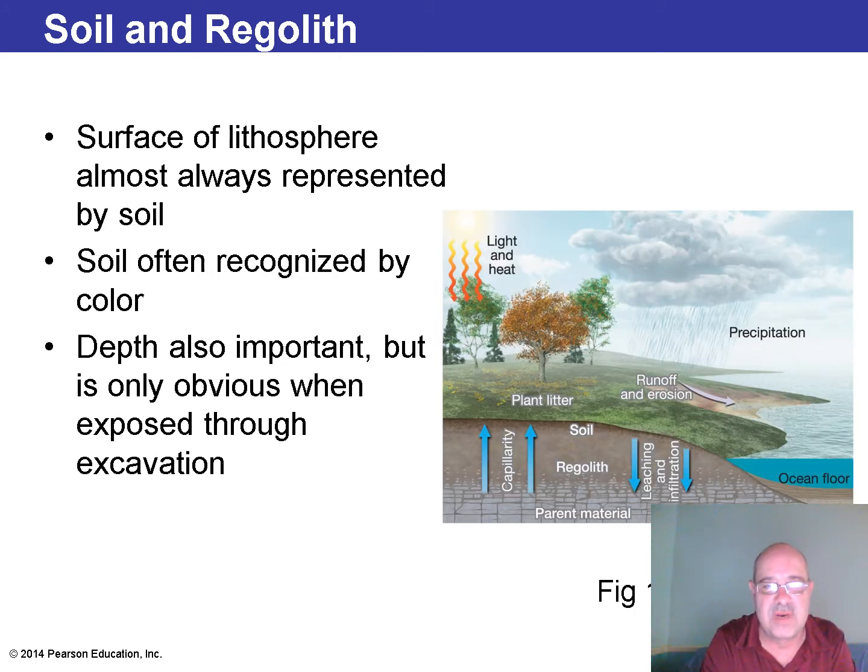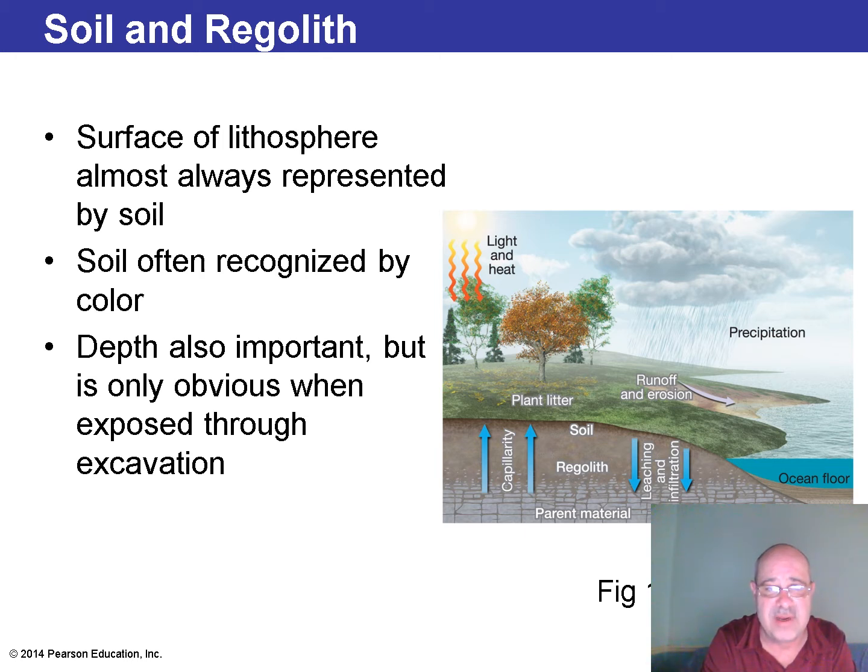The surface of the lithosphere is always represented by soil. Depends on where you're at. I don't want to say always represented by soil because there are places with zero soil. It's just sediment. Soil is often recognized by color, which is true. Here in Oklahoma, our soil is red. And a lot of people say, oh, it's red because of clay. No. Clay can be any color. There are blue clays, black clays, red clays. There are all colors of clay. Our soil is red because of the iron. Our source of sediment comes from the Rocky Mountains to the west of us. And there's a lot of iron there. And so that iron is what helps turn our dirt red.